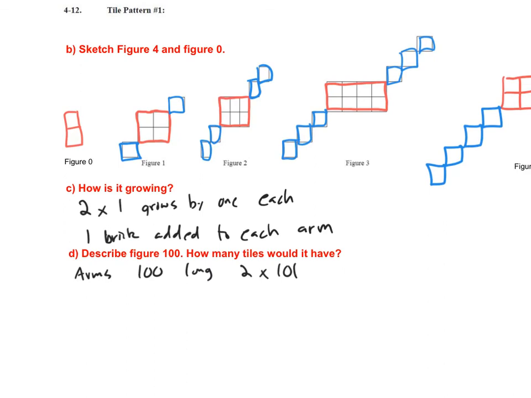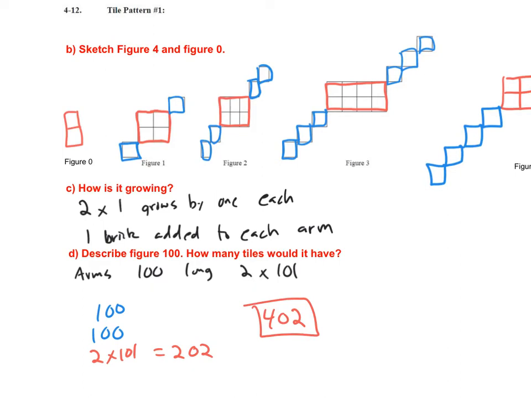So if I think about this, I've got two arms that are 100 long each. Well, that'd be 100 and 100, so that's that blue part. And then I'd have a rectangle that's 2 high by 101 long. So that would be equal to 202. So I just need to add all those up. I should have 402 pieces in total, or tiles in my final pattern.